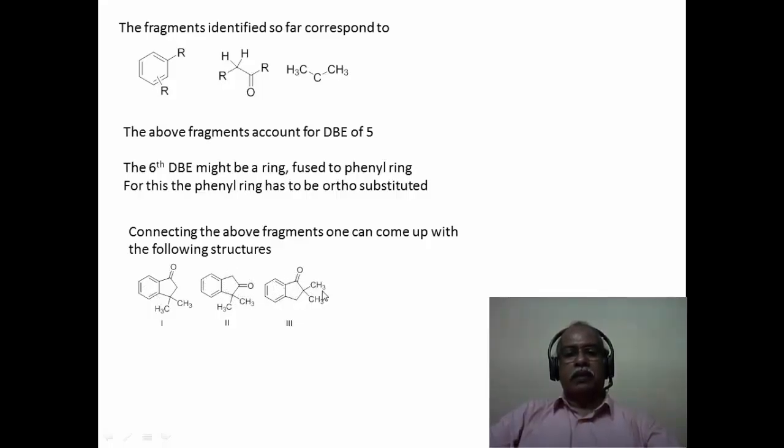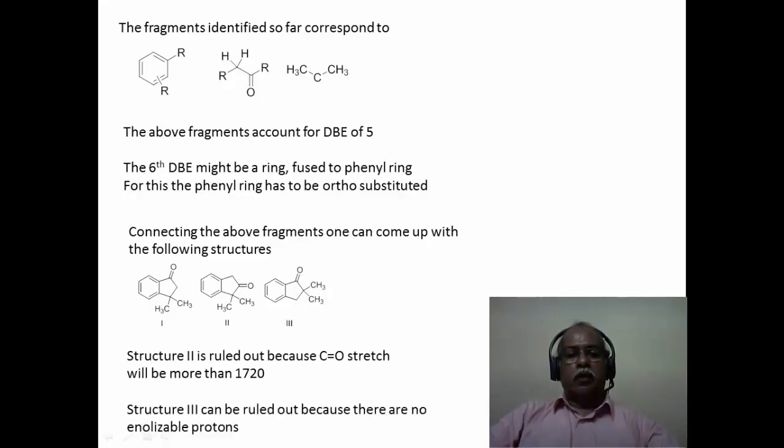The IR stretching frequency matches for compounds number 1 and 3, but compound number 2 will not match the IR spectrum, because this is not an alpha beta unsaturated system. So one can straight away rule out compound number 2, because the CO stretching frequency here will be more than 1720 and not less than 1720, because it is a 5-membered saturated ring system. It is supposed to come around 1740 or so. Structure number 3 can be ruled out because there are no enolizable hydrogens in the molecule, while the proton NMR very clearly shows alpha hydrogens, which are enolizable hydrogens. So the correct structure is probably structure number 1.